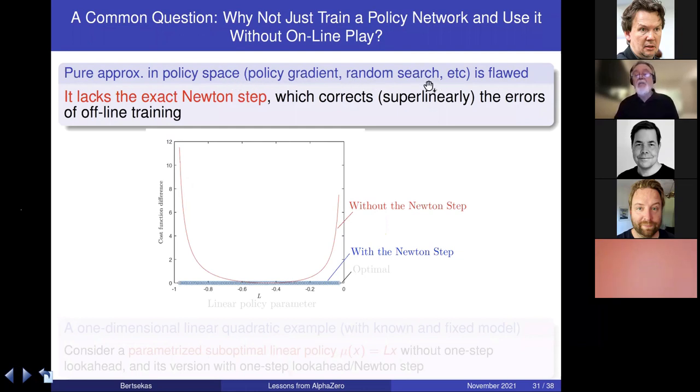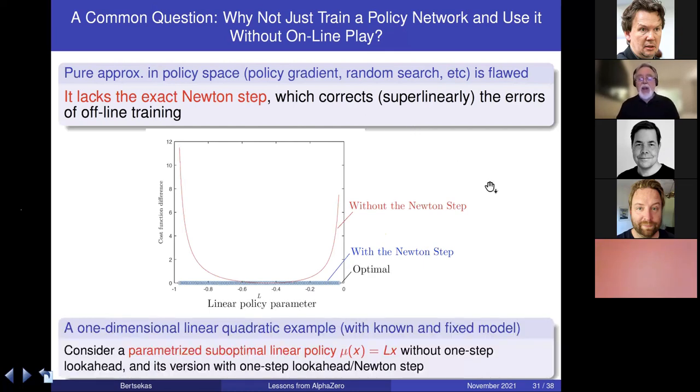And my visualizations and my point of view suggest that this viewpoint is flawed because it lacks the exact Newton step that does all the magic. It corrects all the errors of offline training, and superlinearly so. So there's no correction mechanism in this approach, whereby we don't use a Newton step. And to illustrate this point, I have an example here.